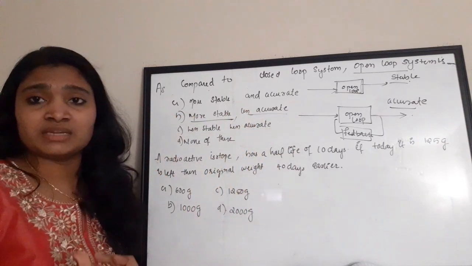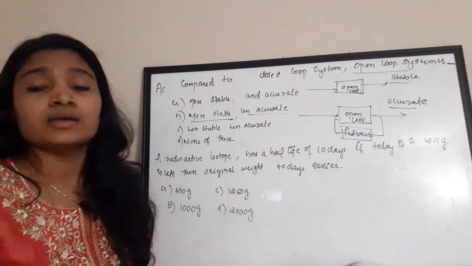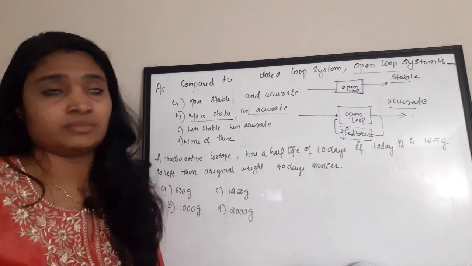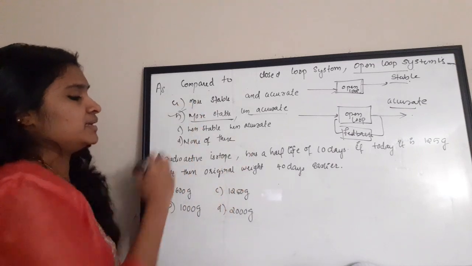Why is the accuracy minimum? Because of the absence of feedback. When we add feedback, it increases the accuracy of the system. Okay, the correct answer is option B here.